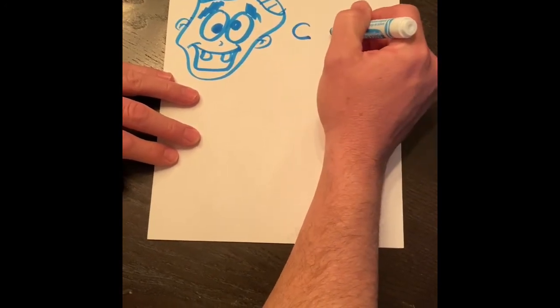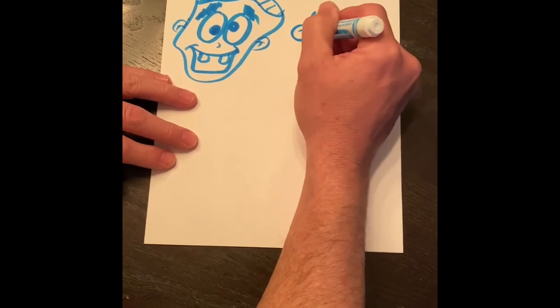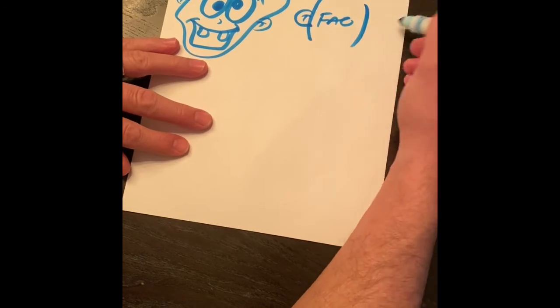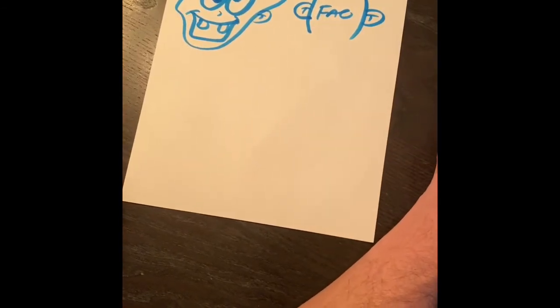It's like a C, okay, because the face is going to be here. And then it's another one, and like a T, almost, okay? And then it's the opposite on this side, a backward C, and then with a T, okay?